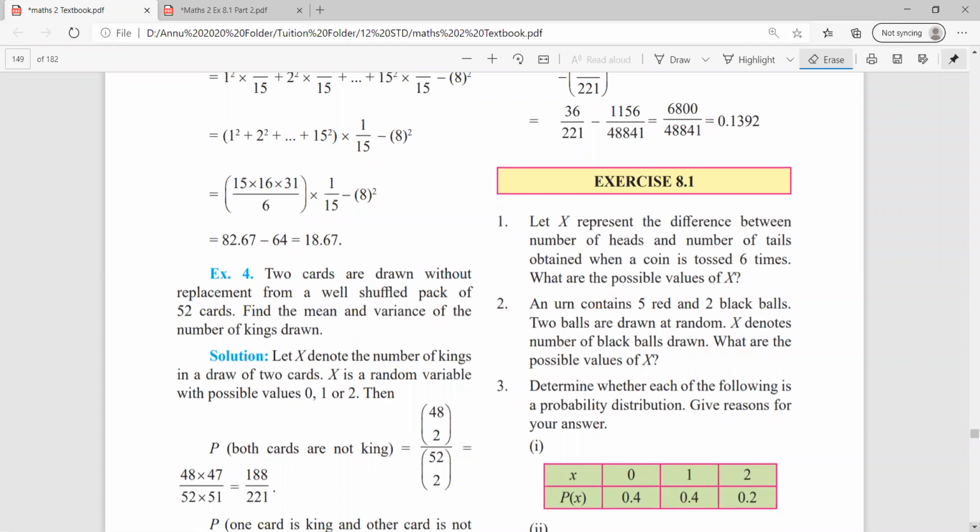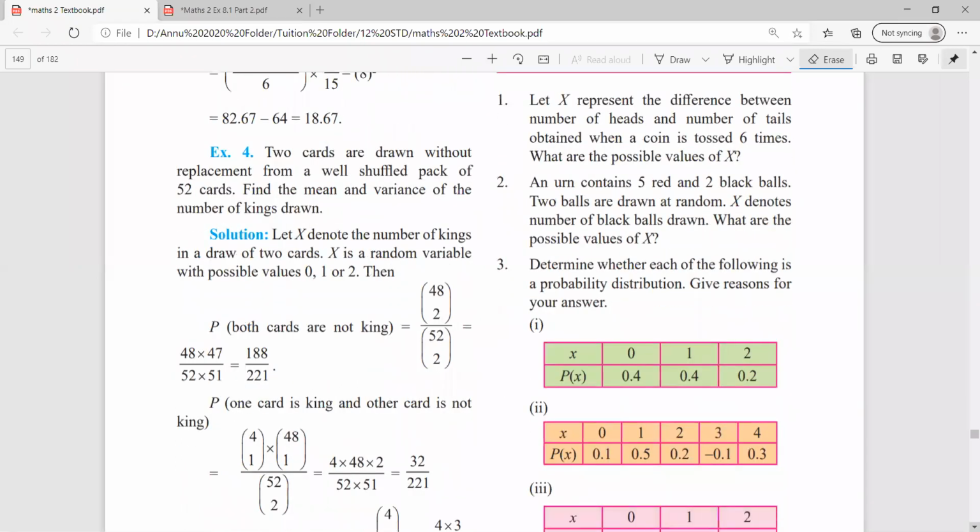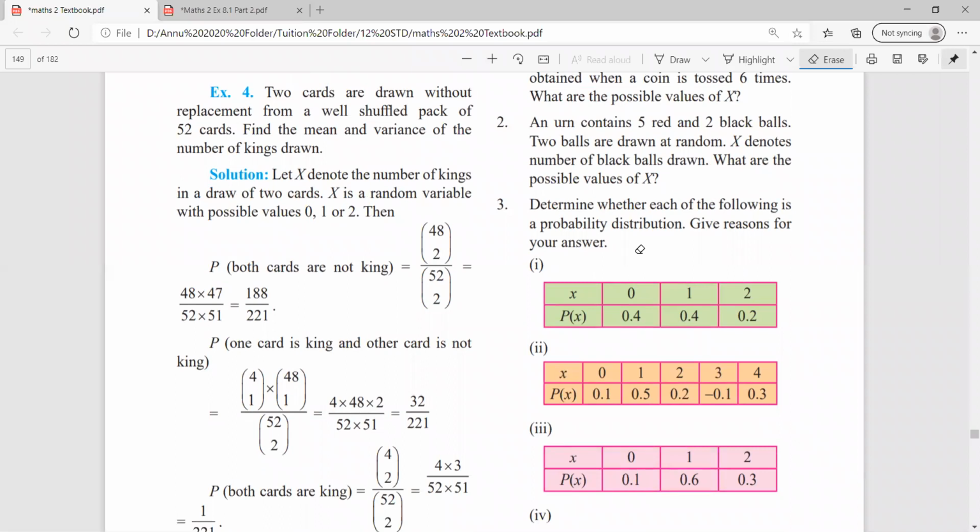Coming to the third sum. Determine whether each of the following is a probability distribution or not and give reasons for your answer. So if you have gone through the introductory video, I have already explained you all how you can make out whether a particular sum given is a probability distribution or probability mass function or not.